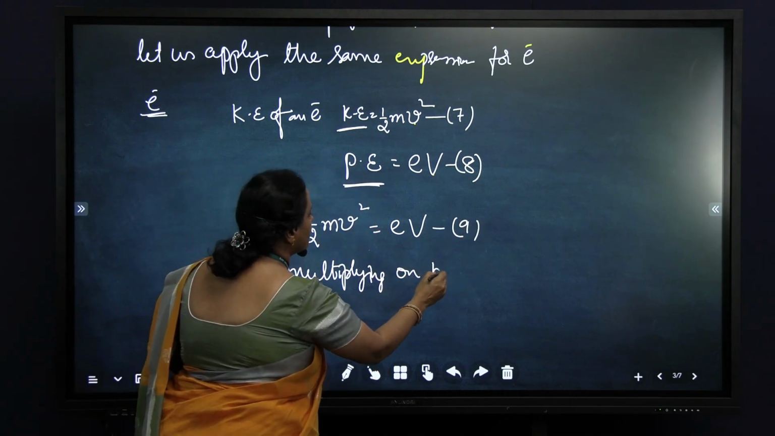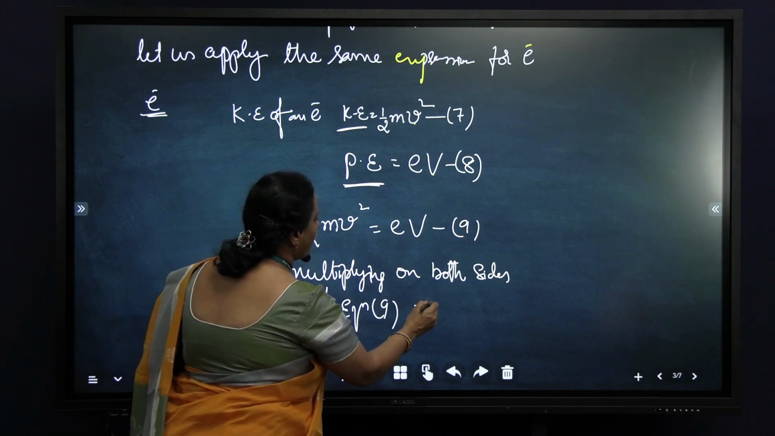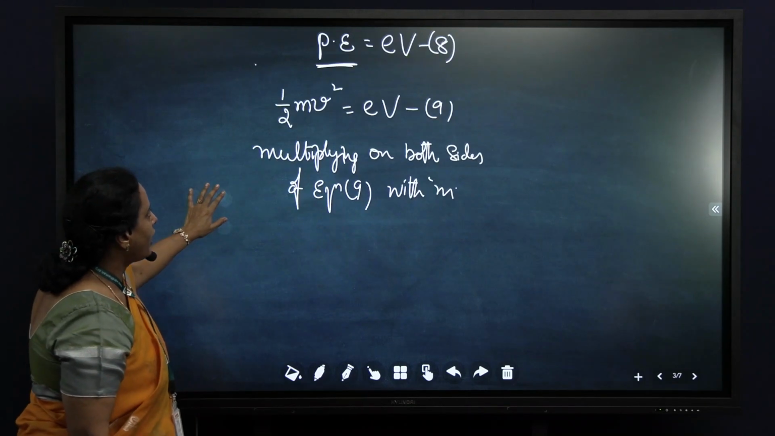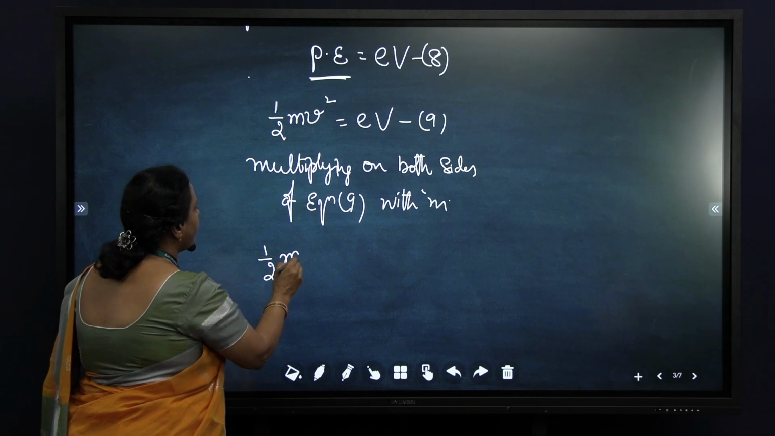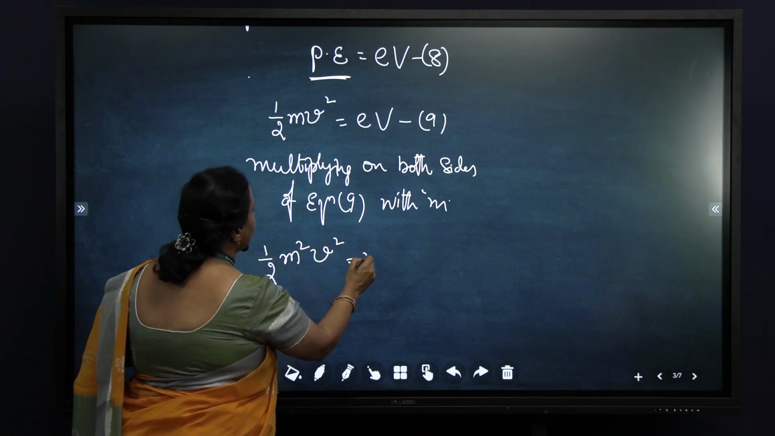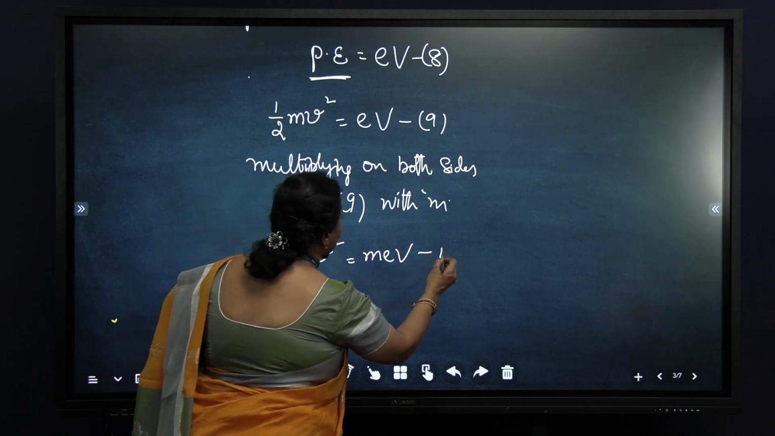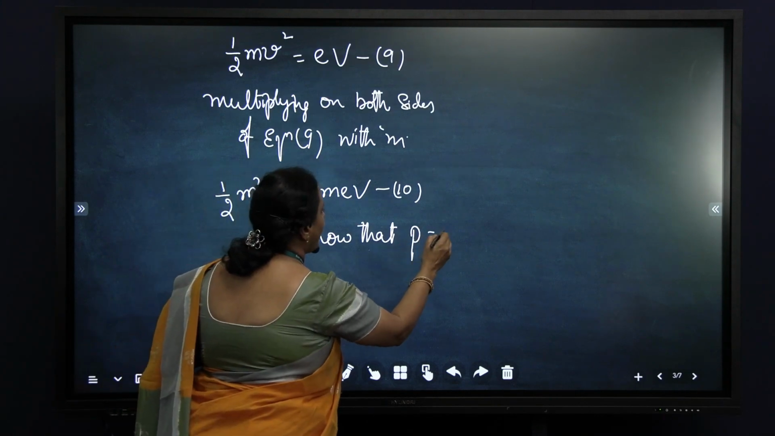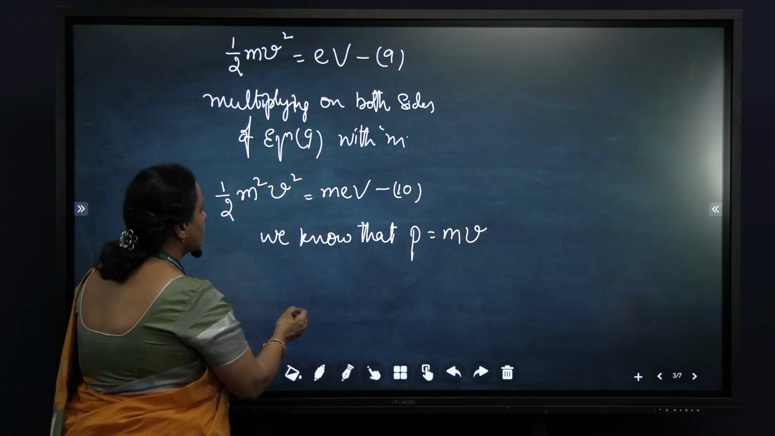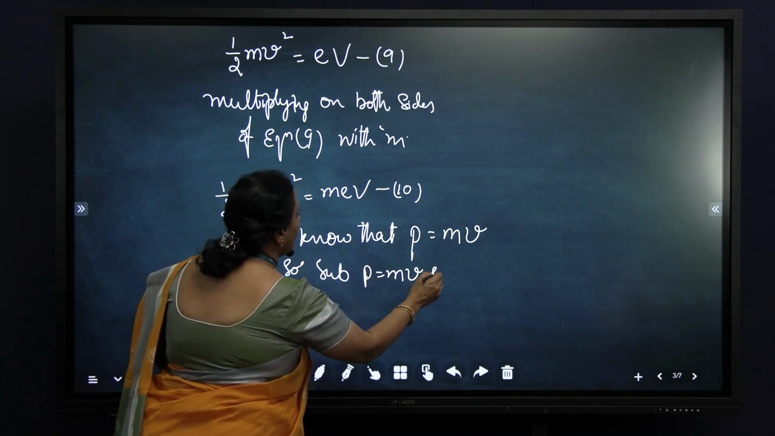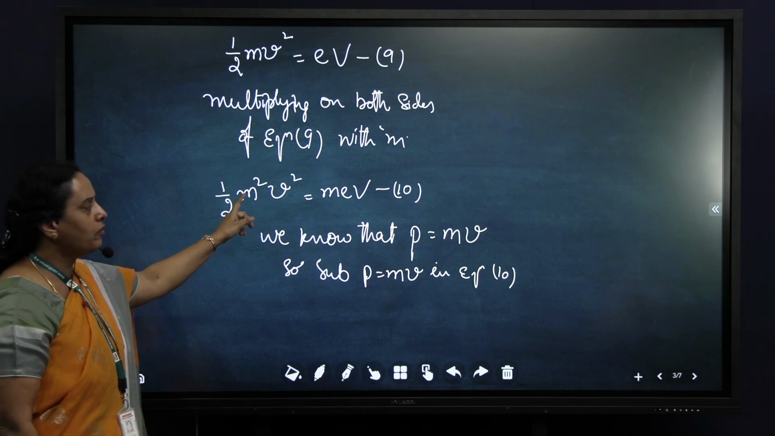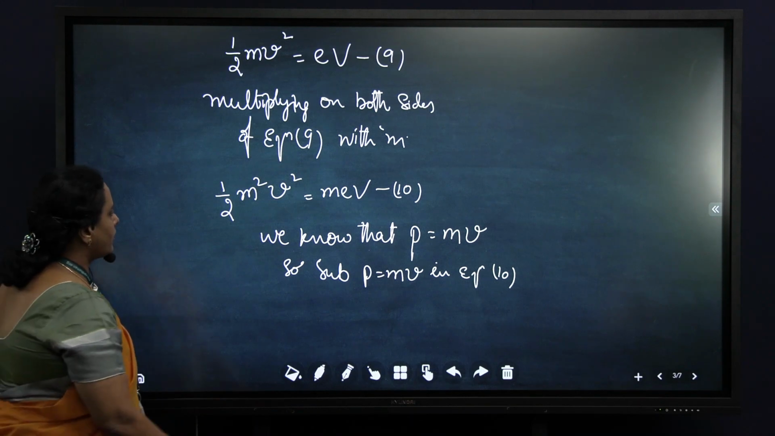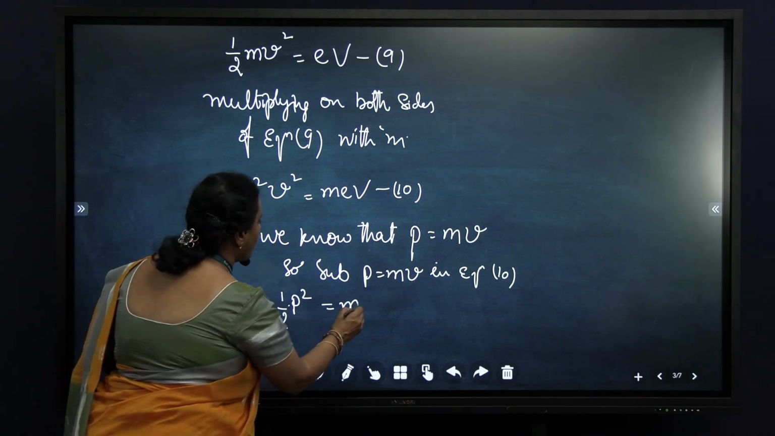Multiplying both sides of equation 9 with m, it comes out to be half m square v square equals meV. Make it expression number 10. But what is m square v square? We know that p equals mv, just now we have derived this expression. So substituting p equals mv in equation 10, on the left hand side I have m square v square, so in place of m square v square I am going to put p square. That is half p square equals meV.